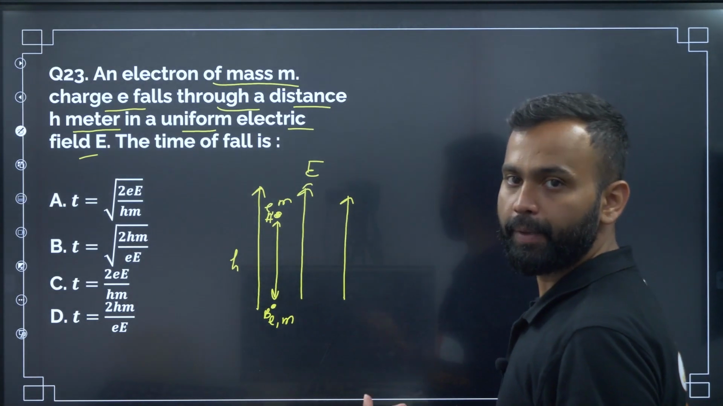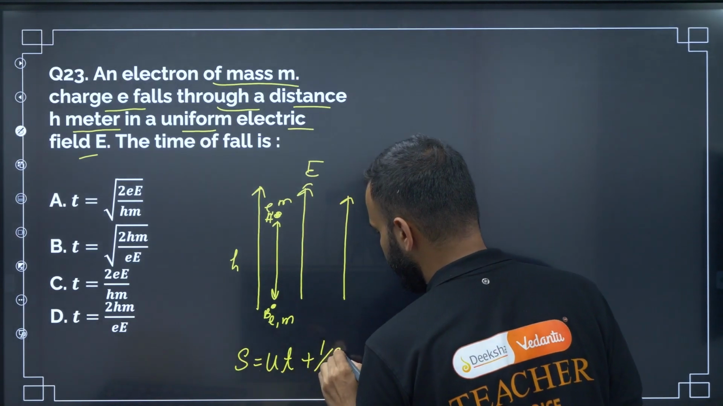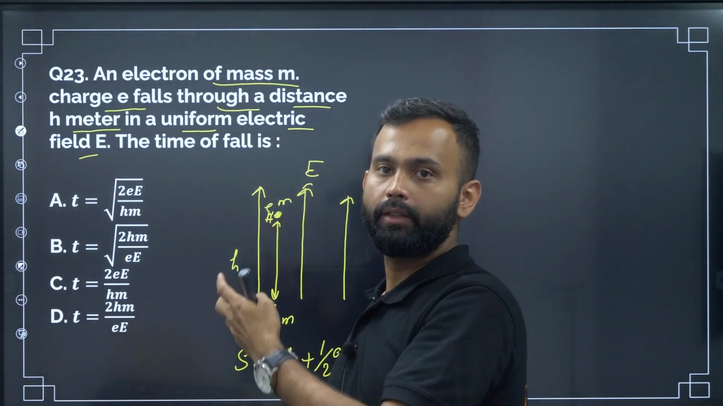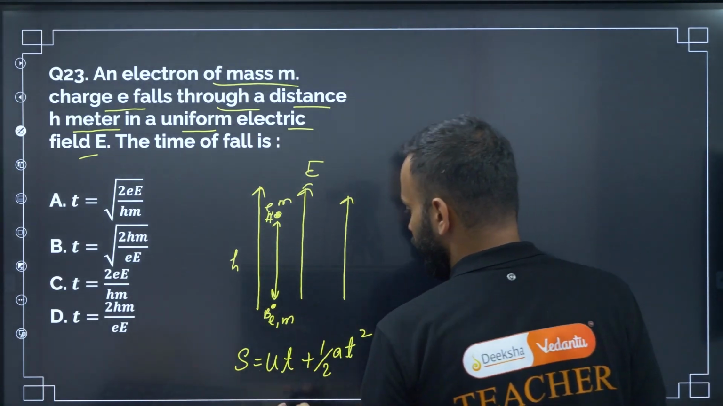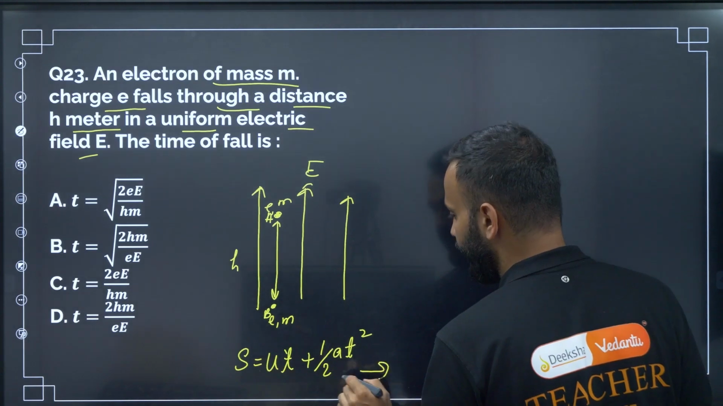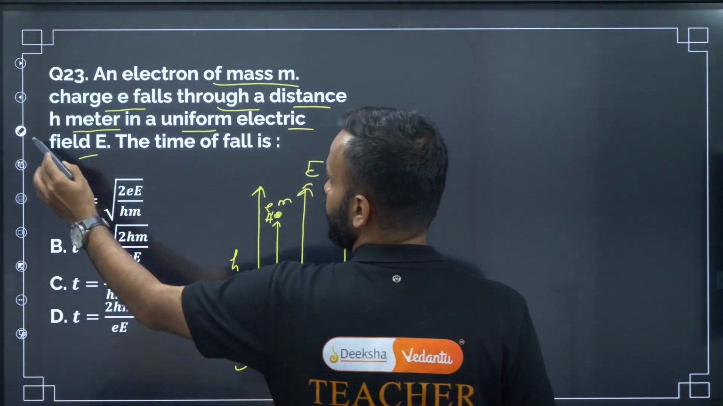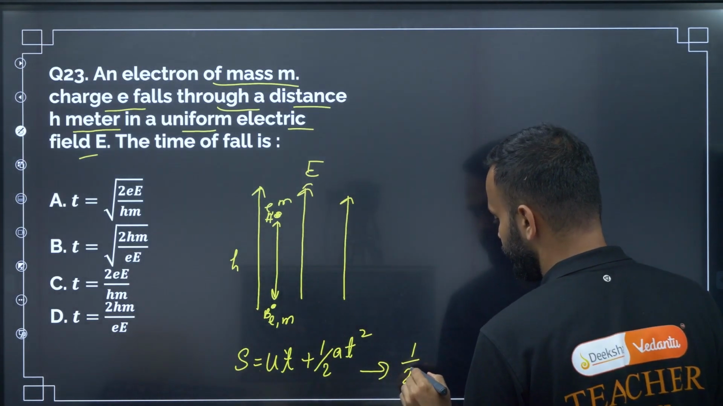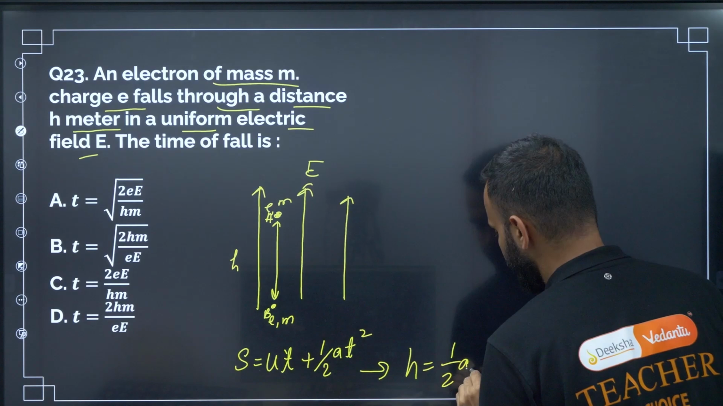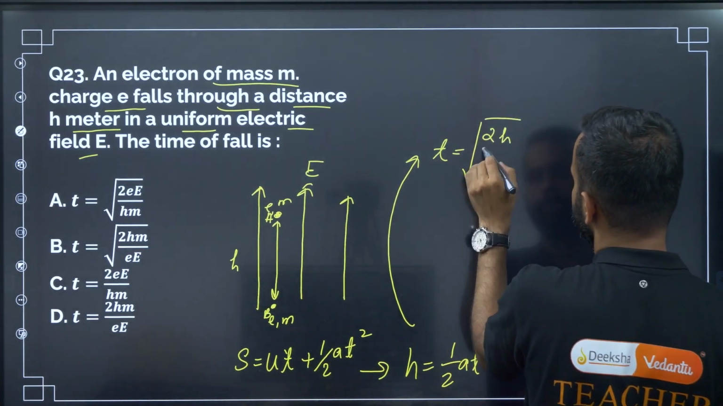How to find the time of fall? Apply the second equation of motion: s equals ut plus half a t square. Here we have to neglect the gravitational effect, since they didn't tell us to consider it. Now u is 0, since the initial velocity is not given, and s equals h. So h equals half a t square. So now we need to find t, so t equals root of 2h divided by a.